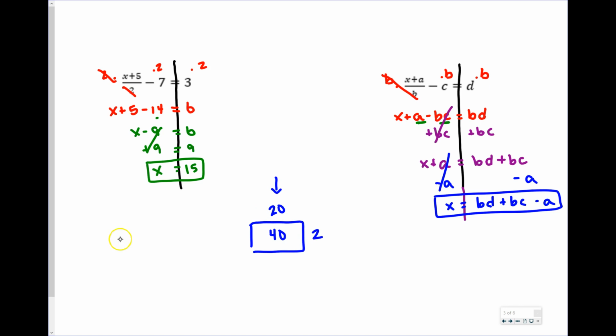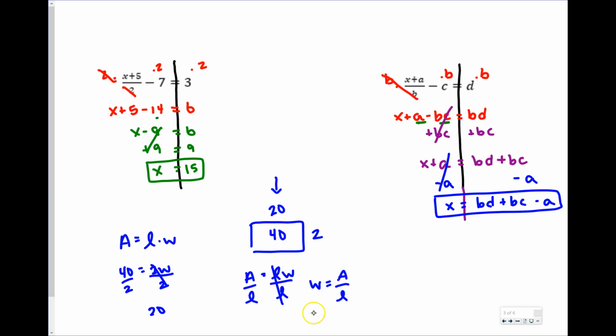But let's say that I have got my formula, I've got area equals length times width. And I know the area is 40 and I know one of the sides is 2. Okay? I can go ahead and just divide both sides by 2 and get the 20, but instead, what if I took my area formula and divided both sides by that length to start off with, and then I get that width is area over length, and now I can just plug in the area and the length automatically without having to do an extra step.